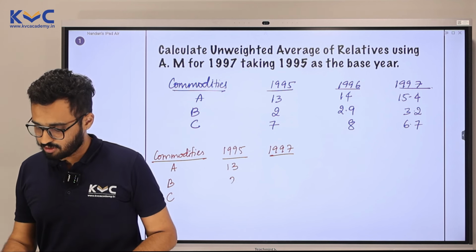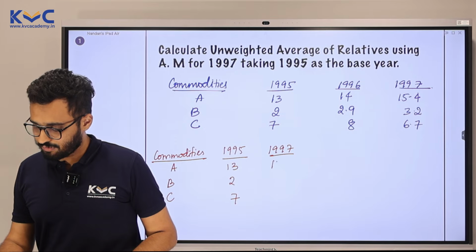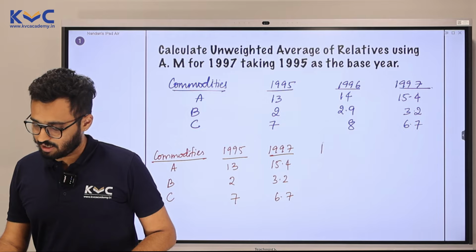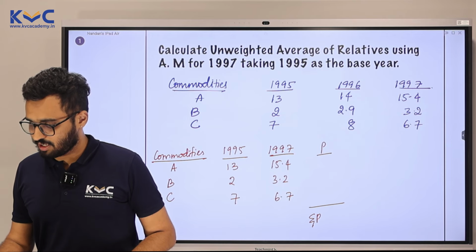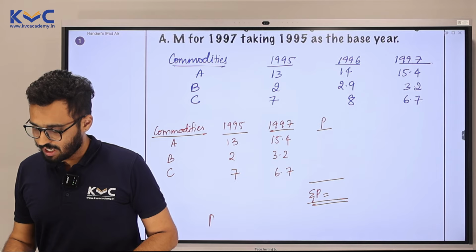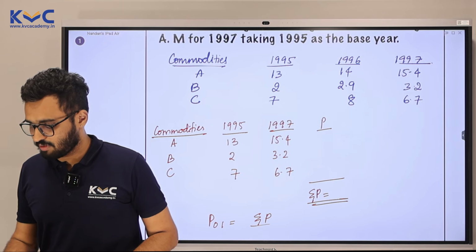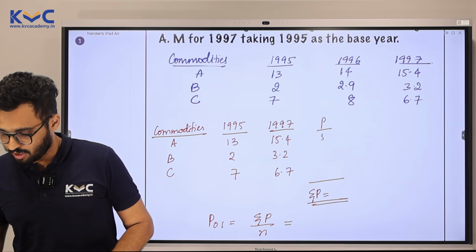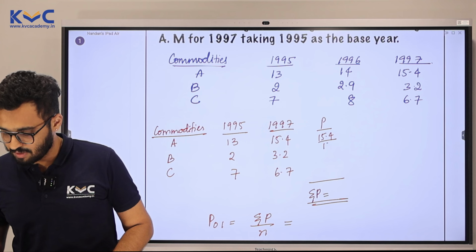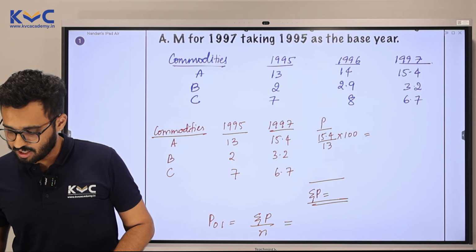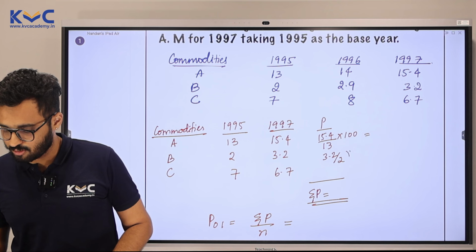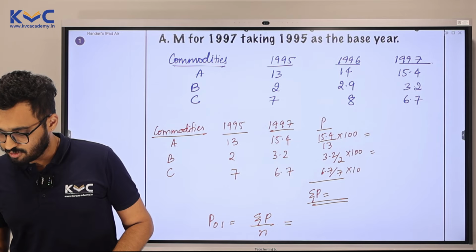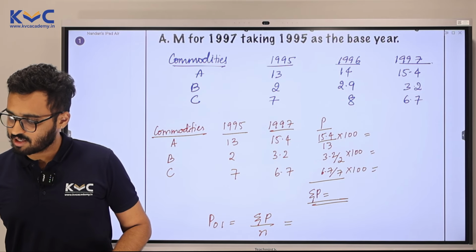So I'll have 13, 2 and 7 for the base year. Here I'll have 15.4, 3.2 and 6.7. So I need to calculate the price relatives. Then whatever I get here is summation P. So my calculation will be summation P divided by N. Correct? So what is the price relative? 15.4 current year divided by base year into 100. Here it is 3.2 divided by 2 into 100 and here it is 6.7 divided by 7 into 100. Do the calculation and tell me the answer.